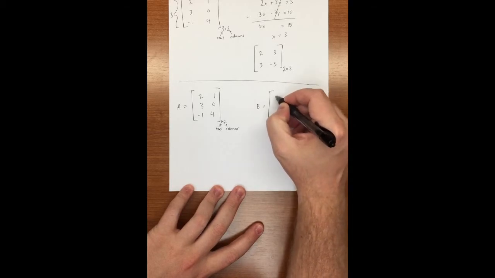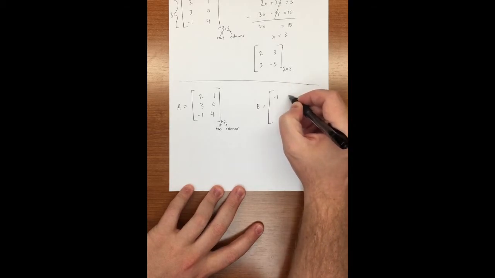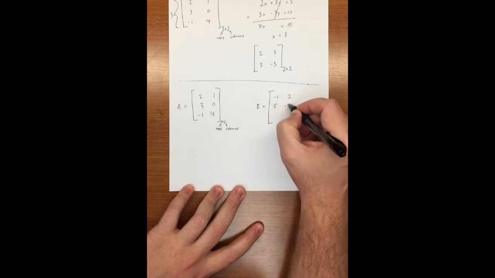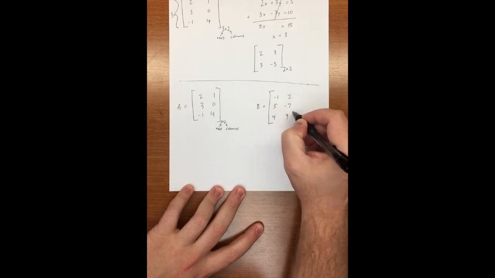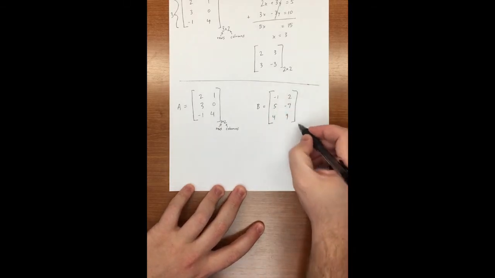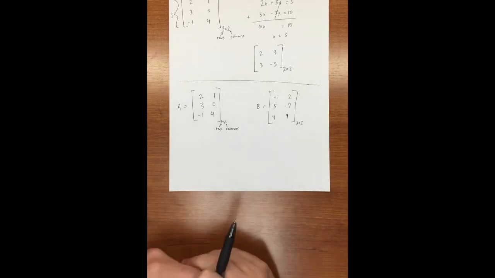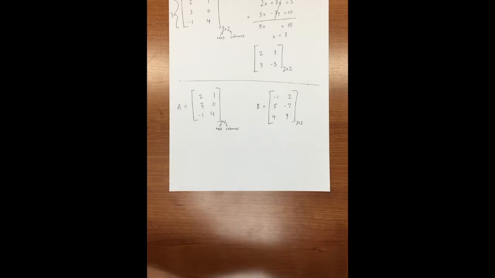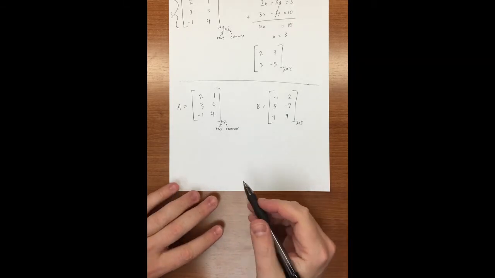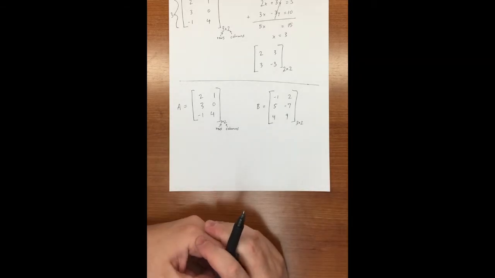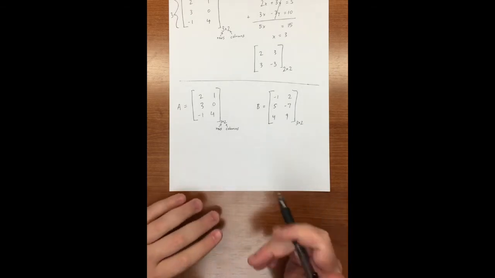Okay, so maybe it looks like -1, 2, 5, -7, 4, and 9. So there's another 3 by 2 matrix. So if A and B are the same size, meaning they have exactly the same number of rows and exactly the same number of columns, then we can add these things together. And actually we add these together in a way that might seem pretty natural to you.